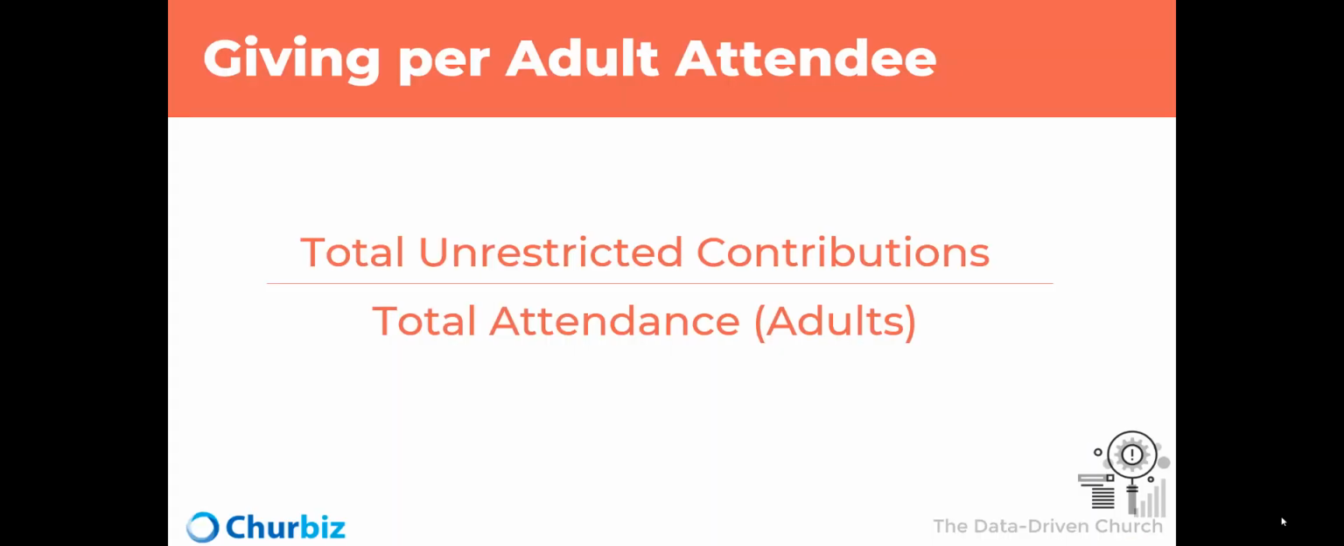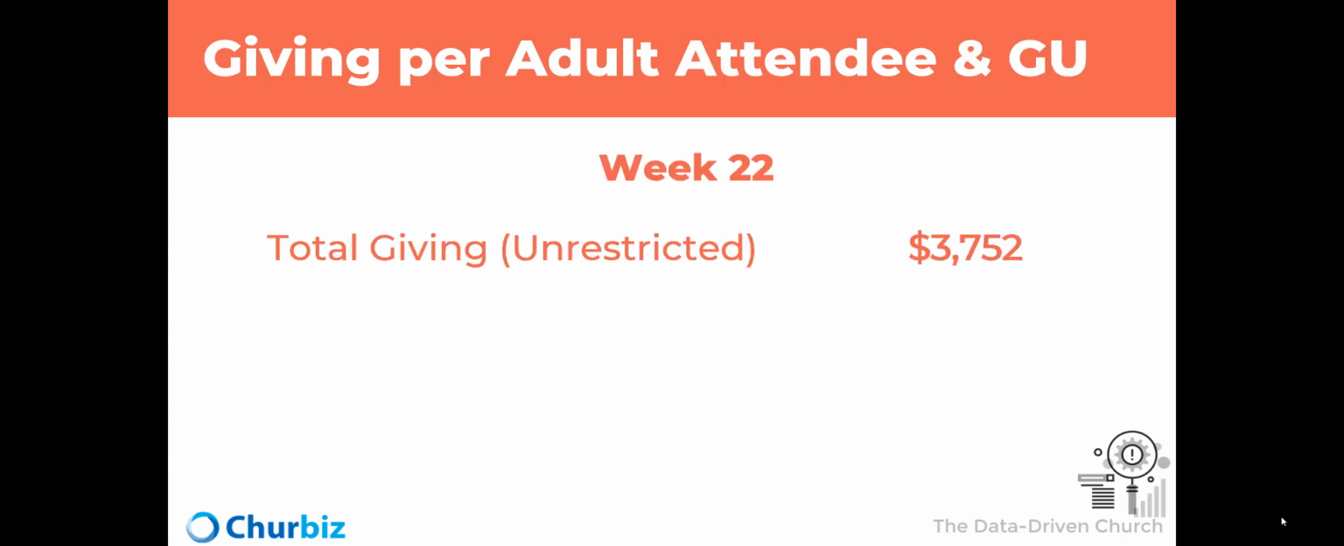The first one, giving per average adult attendee, is pretty simple. Just take your total unrestricted contributions and divide it by your average adult attendance, which you can get from metric number 5, weekly worship attendance. You can do it over any time period that you want, just make sure that both time periods are consistent. Here's how we calculate it.